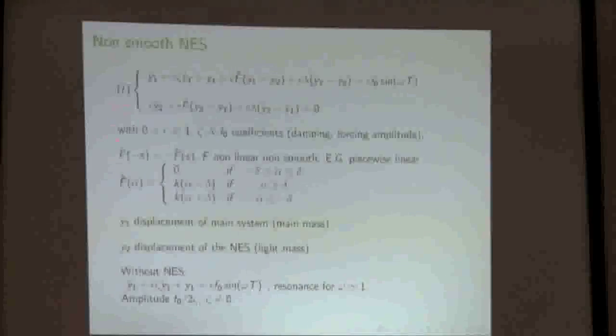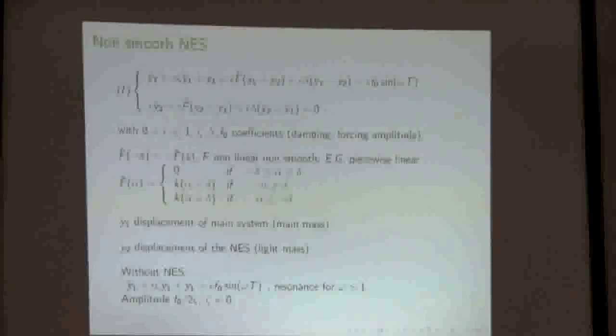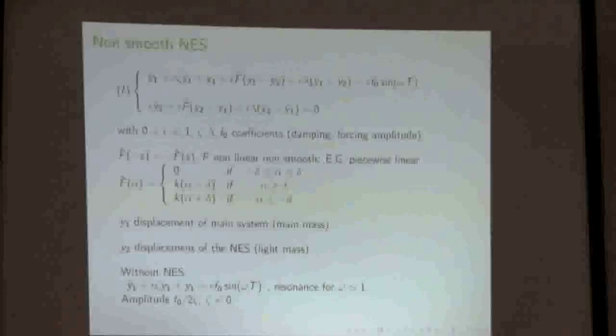So, okay, the first example I already described: I take one main degree of freedom with mass 1. It is coupled to an NES with mass epsilon directly, and here the nonlinear coupling is not smooth but piecewise. So y1 is the displacement of the main system, y2 of the NES. And without the NES, by the way, you have this classical one degree of freedom oscillator. So at the resonance, the amplitude is more or less F0 divided by 2 psi, where psi is the specific reduced damping.